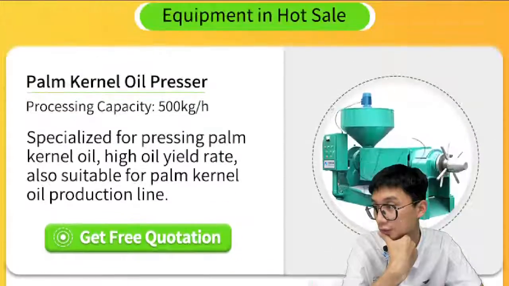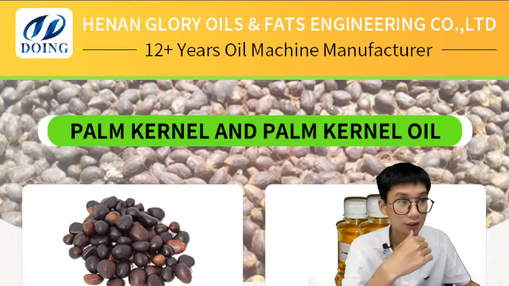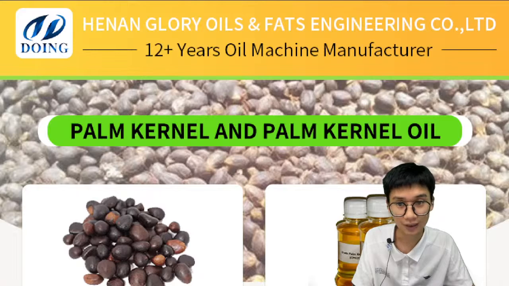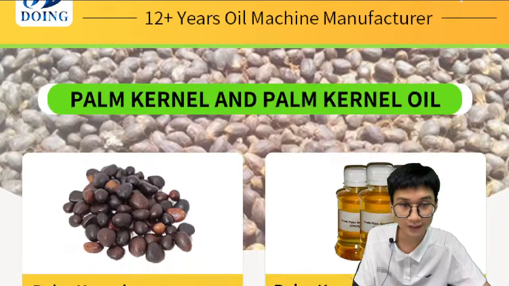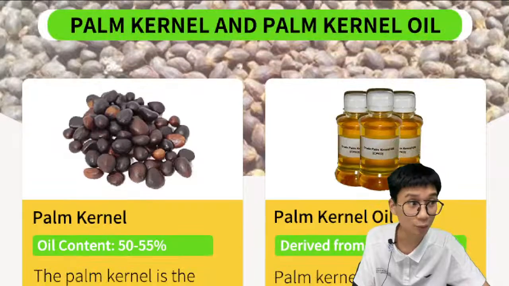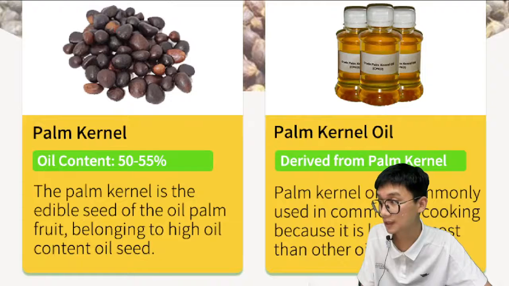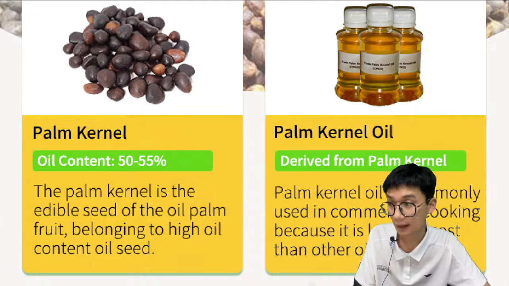Let me introduce it to you from the beginning. So we got this page, we made it about 2 years earlier. So it says more than 12 years, but currently our company started the oil and fats business in 2011. So far we have more than 13 years of experience. And these are the palm kernels. The oil content is normally around 50% to 55%. And this is our palm kernel oil.